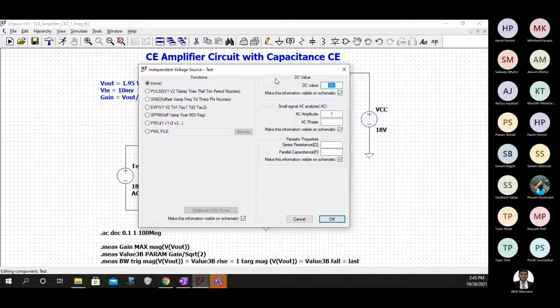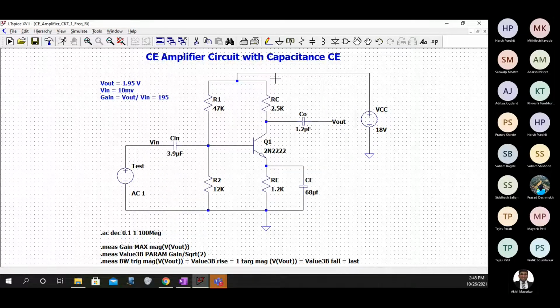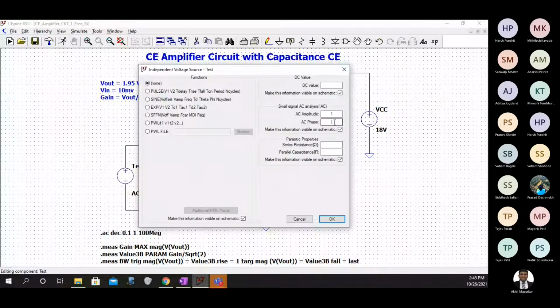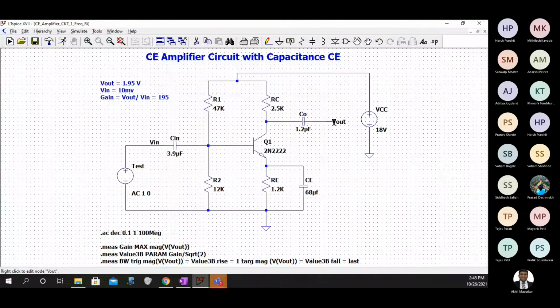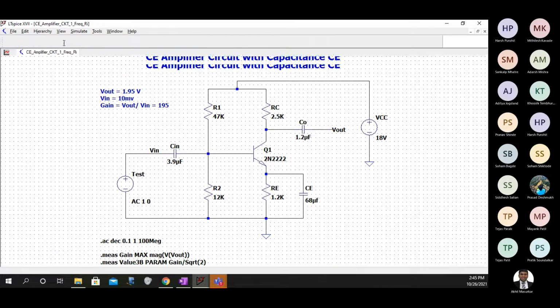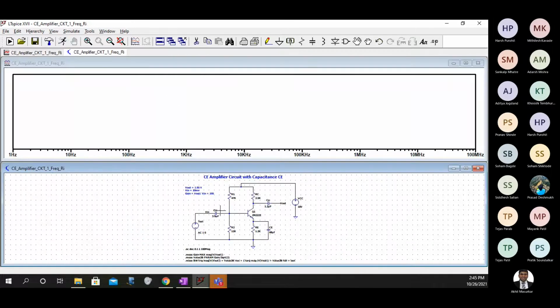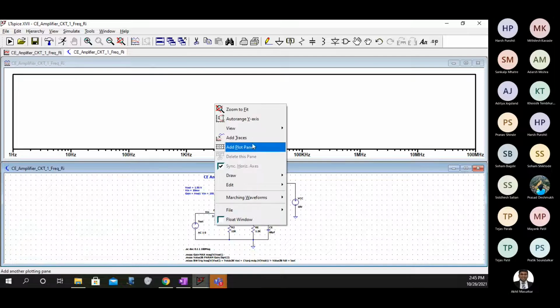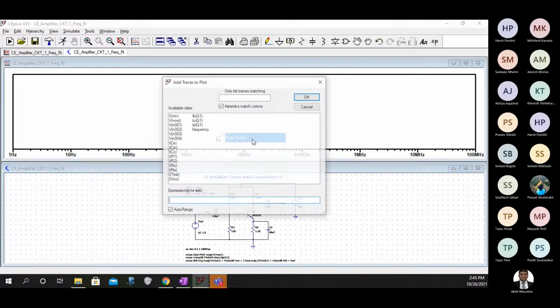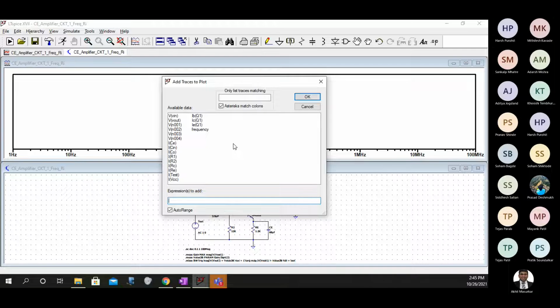DC value is nothing. So phase is 0. So you will do like this, and then let's plot this. What we want to plot here is we want to add a trace, but we want to add V test upon I test.